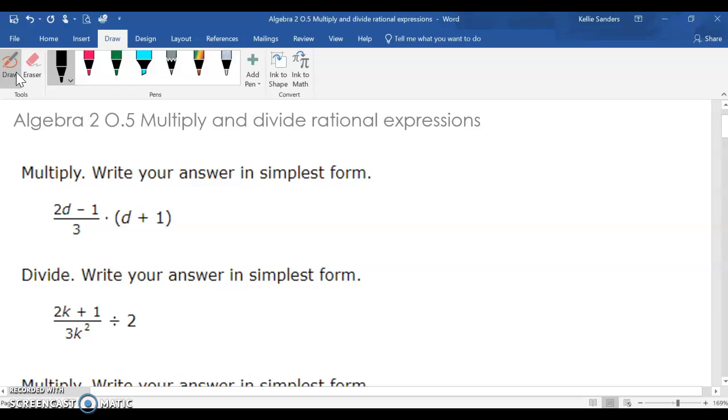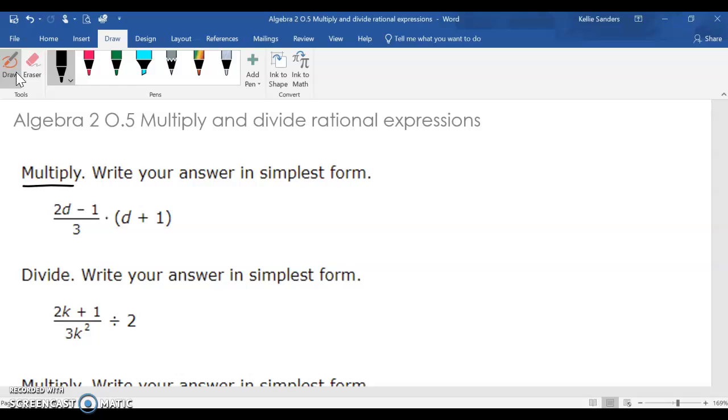0.5 multiply and divide rational expressions. Bear with me. Most of you are not going to enjoy this because there is going to be quite a bit of writing, working to do. So let's get on with it.